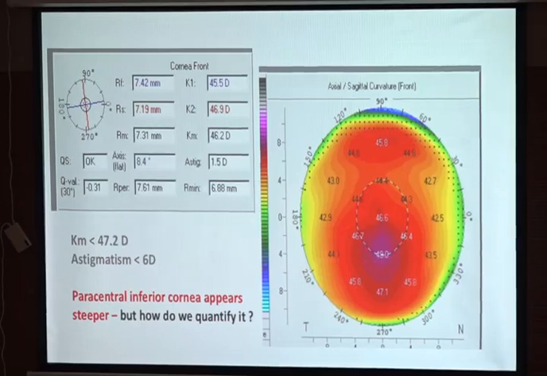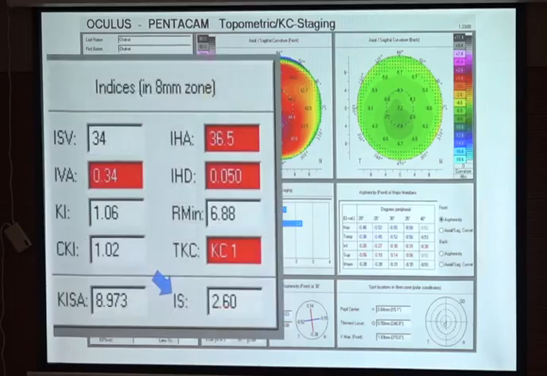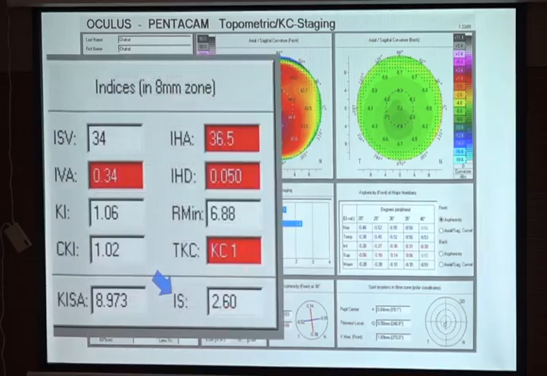But is there a way to quantify it? One is just looking at it, and the other way is to quantify it, and that is here. You can go to this topometric map, and here at the bottom we had this box which shows you the parameters of the corneal topography, and it shows you this inferior superior value.